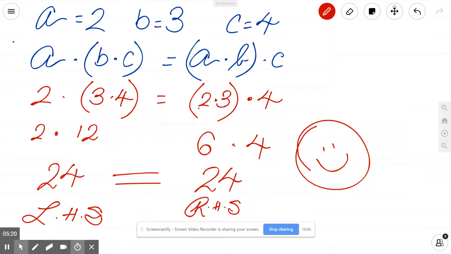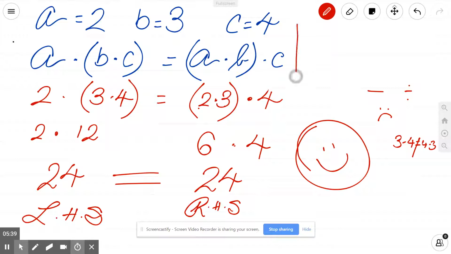And I hope you agree with me that it will not hold true for subtraction and division. Why? Because 3 minus 4 is not the same as 4 minus 3. So in subtraction, the order does matter. So I hope I made some sense with this video.